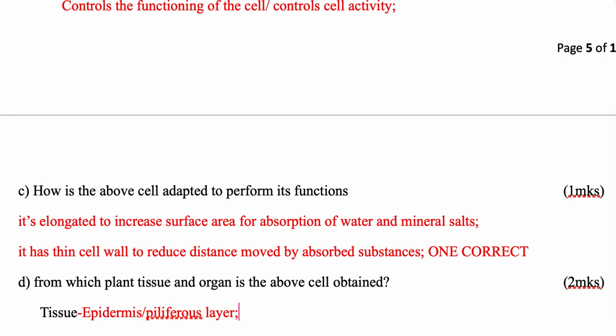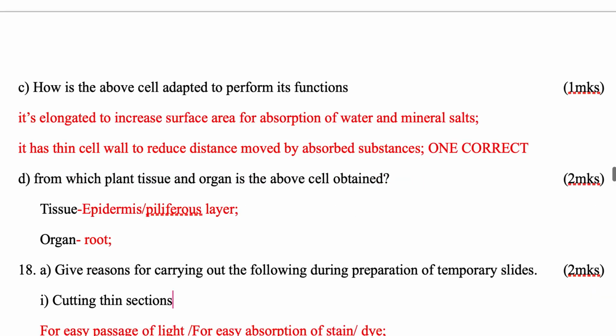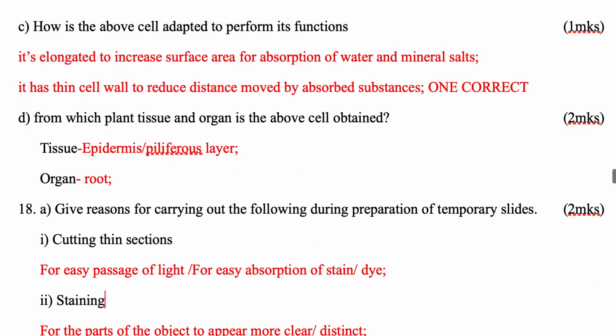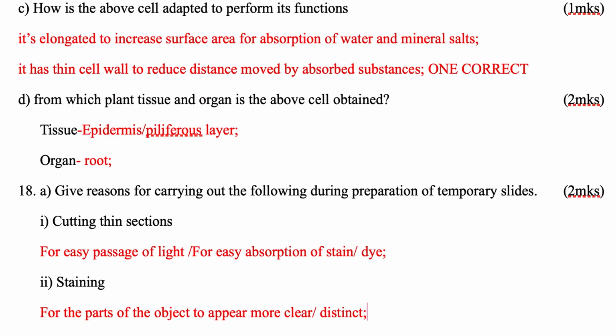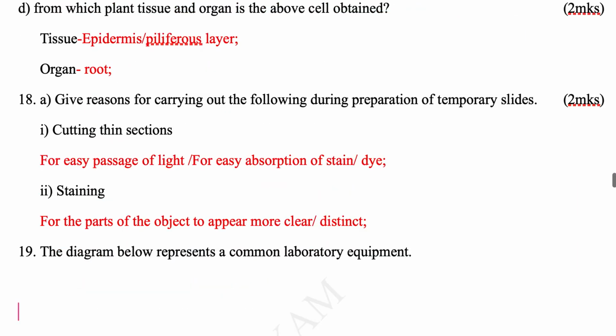D. From which plant tissue and organ is the above cell obtained? Tissue is the epidermis or piliferous layer. Organ is the root. Question 18a. Give reasons for carrying out the following during preparation of temporary slides. Cutting thin sections for easy passage of light. Staining for the parts of the object to appear more clear.